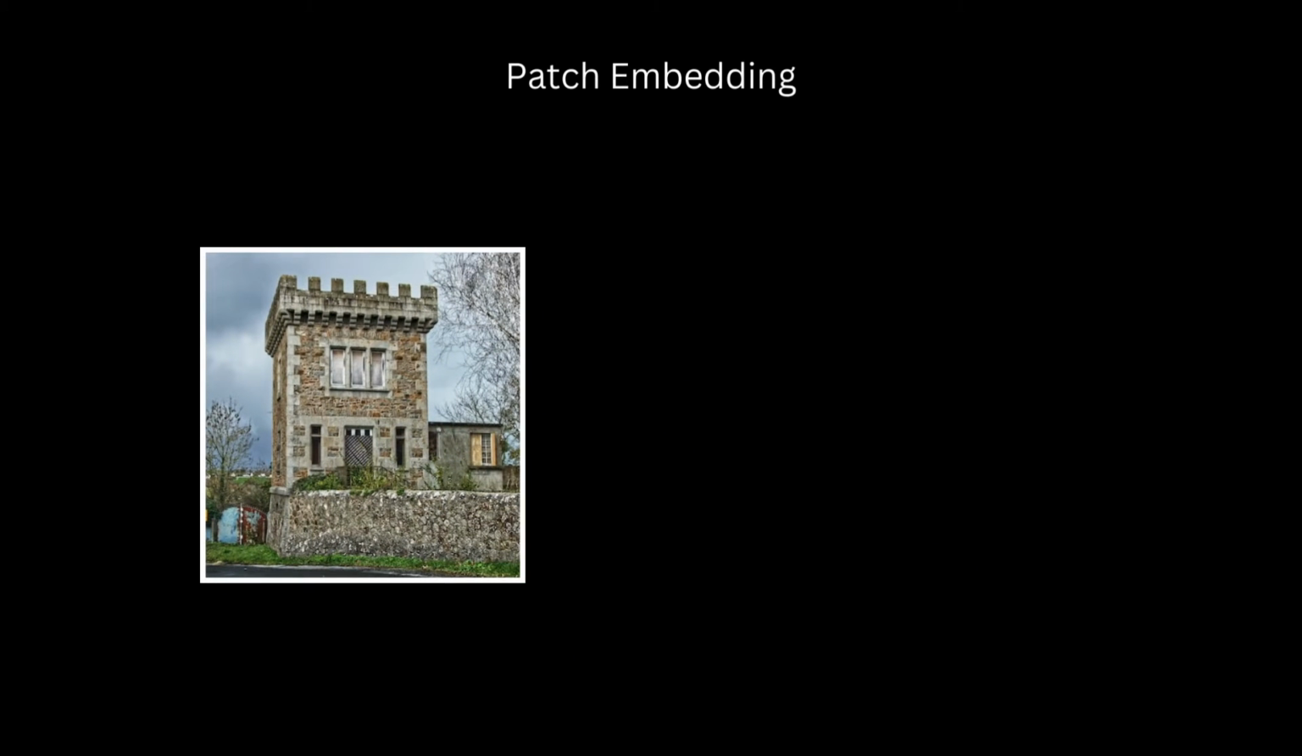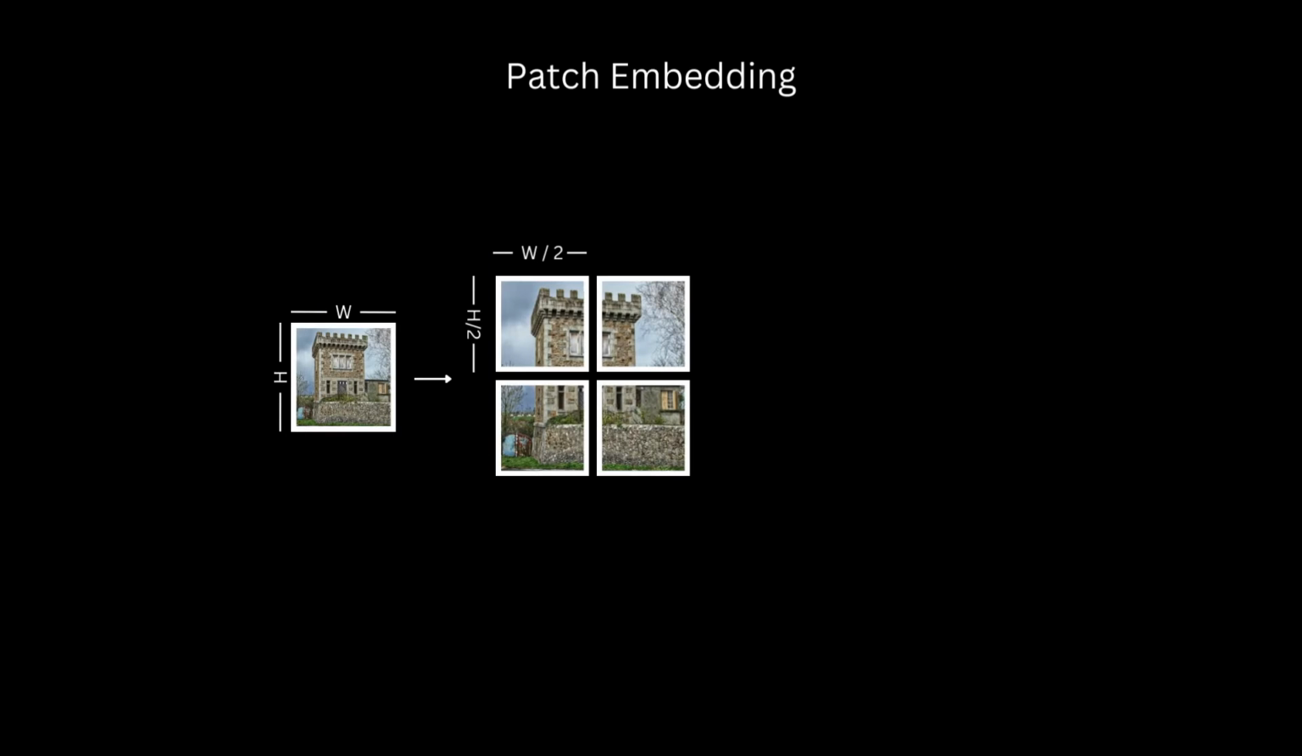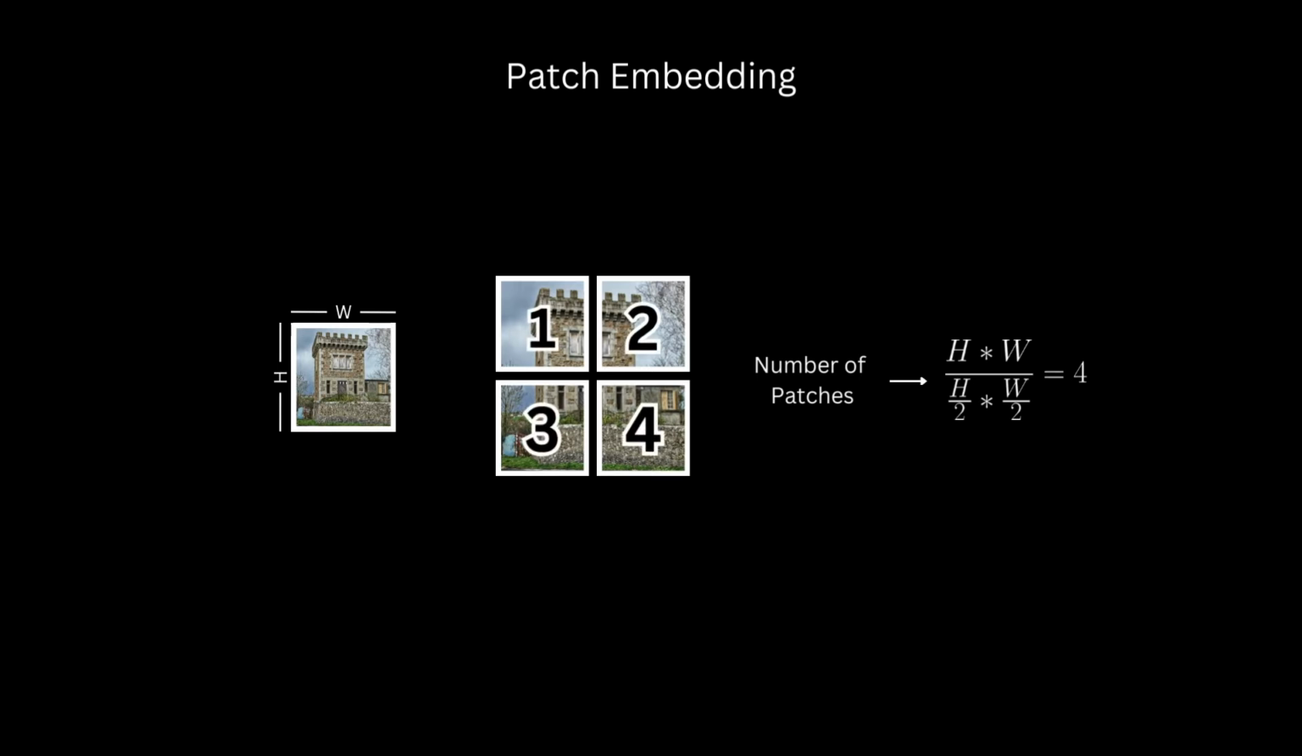Let's assume our image to be of width W and height H. And for now, we'll divide our image into patches of height H by 2 and width W by 2, essentially giving us 4 patches. Then instead of taking these patches as some form of a 2D grid, we'll take them in the sequence, moving across columns and rows to get a sequential output of size 4.